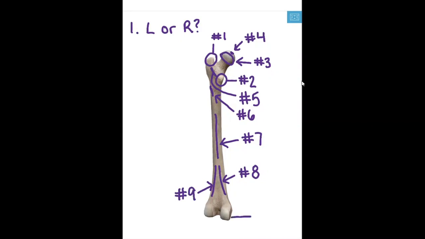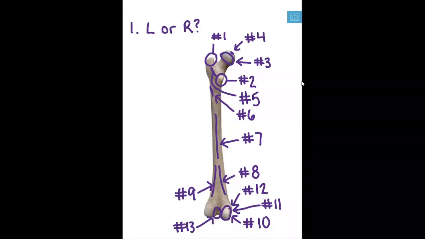We'll just do one of these. Let me make that a little more clear. This is going to be number 10. Then this will be number 11. And the little bump on top of number 11 will be number 12. And last one, this right here, that circle, will be number 13.